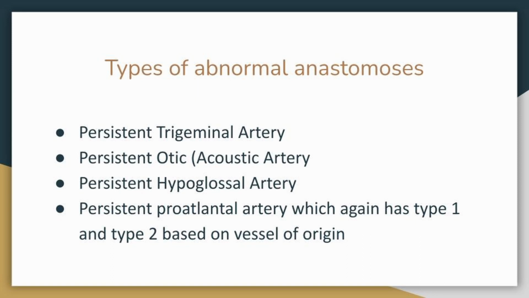The final one is the persistent proatlantal artery. This again has two types, type 1 and type 2. Type 1 arises from the internal carotid artery, that is, it connects the internal carotid artery to the vertebro-basilar system, while type 2 arises from the external carotid artery. It connects the ECA to the vertebro-basilar system. So just to make things easy for you, there is a mnemonic which is hot pepper. If you are someone who likes to remember things with a mnemonic, then yes, you can make use of that.